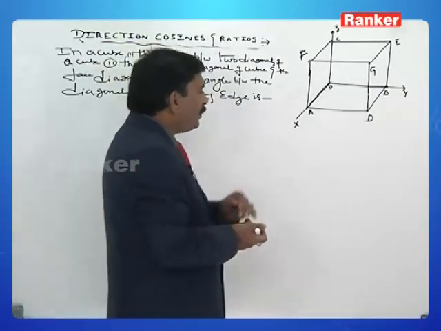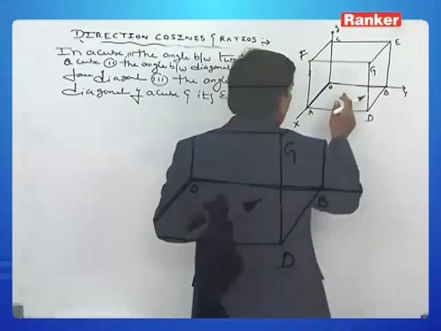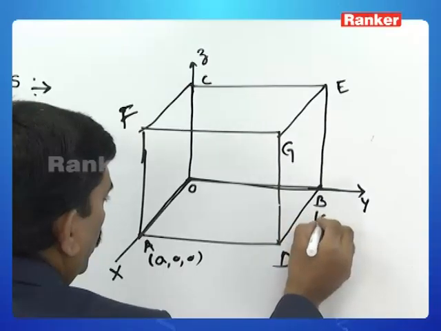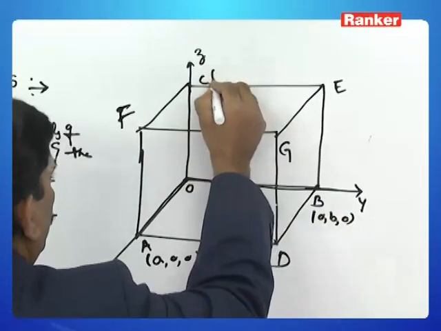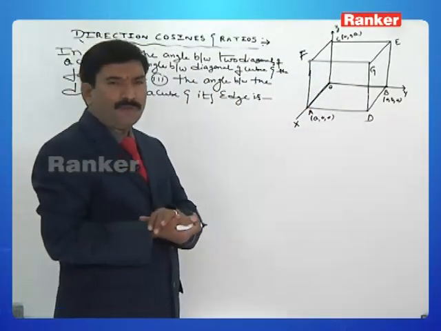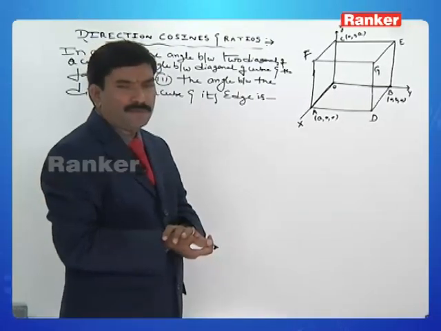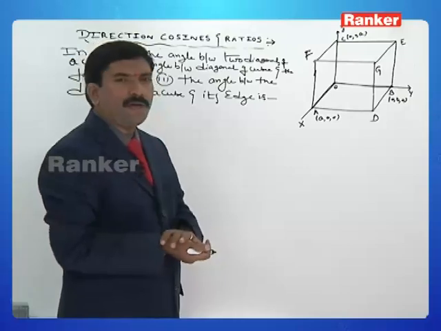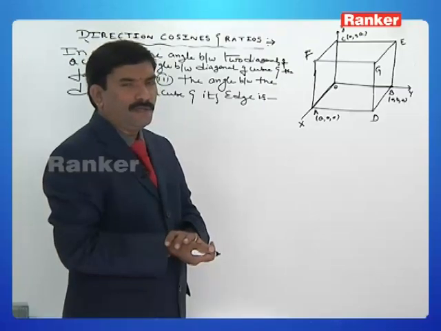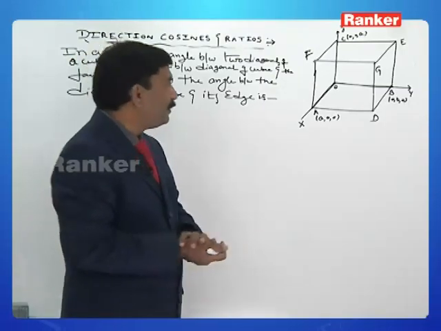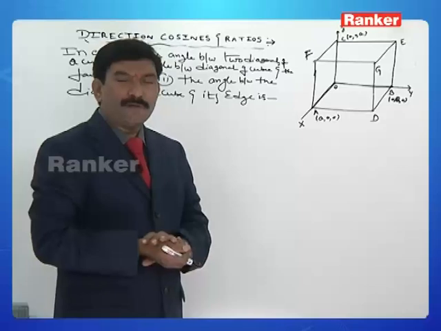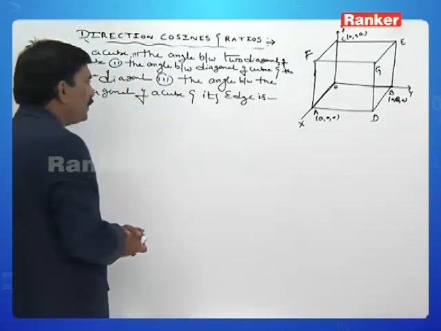So now, when O is the origin, you take this point A as (a, 0, 0), B as (0, a, 0), C as (0, 0, a). The length of each edge is a. Therefore its coordinates along the x, y and z axes respectively are (a, 0, 0), (0, a, 0), (0, 0, a). So now let us start.